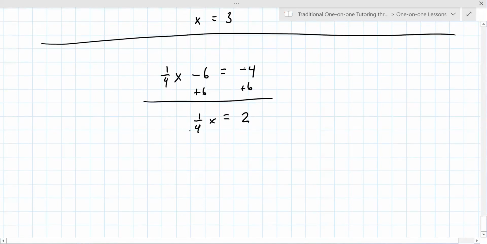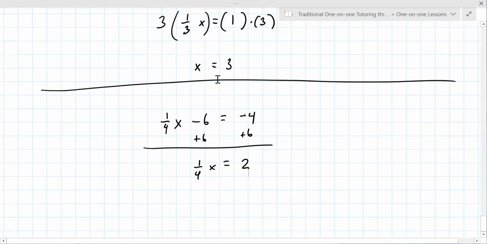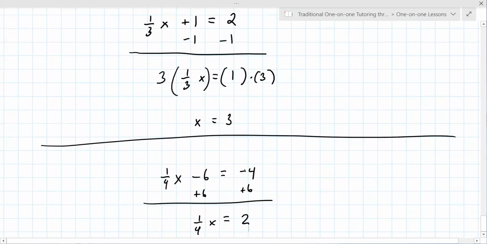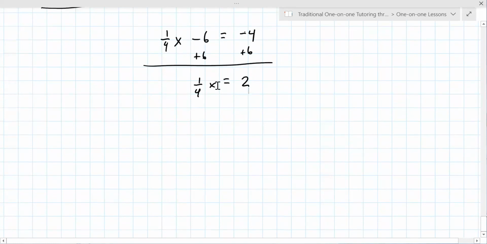Now, how do you undo multiplication by 1/4? Yes, divide. And divide, that equals 4. But what did we do in the previous problem? Did we divide? No, we just have to make it a whole number. You multiply by the reciprocal. So what is the reciprocal of 1/4? 4. Multiply both sides by 4. So x equals 8.